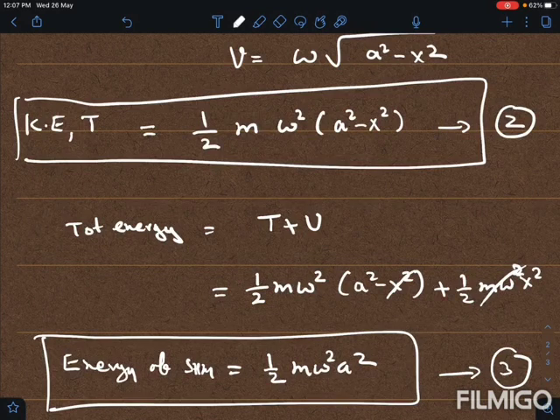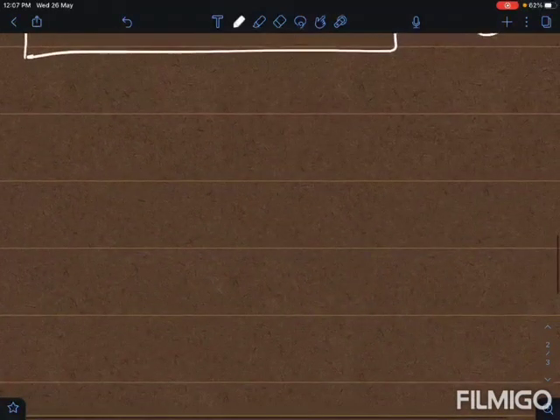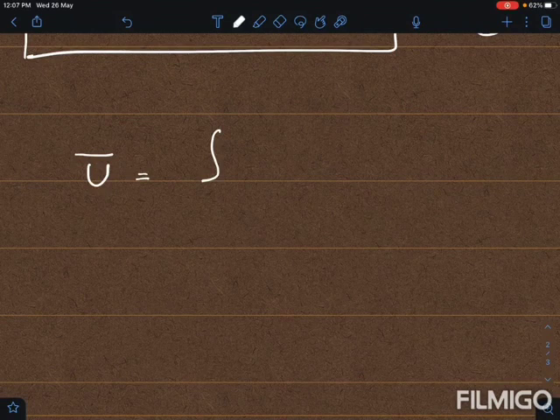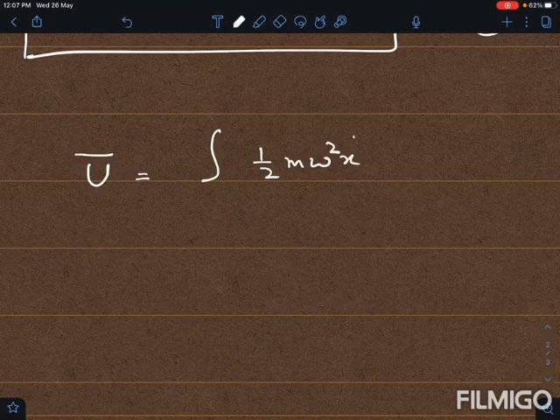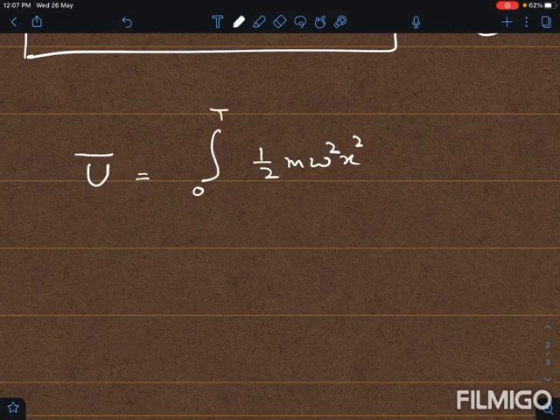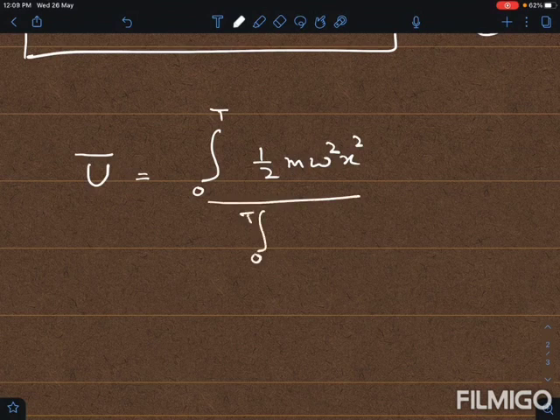Now we can calculate the average values of potential energy and kinetic energy also. So let's move on to that. The average of potential energy, you represent it by U bar. Potential energy is half m omega square x square. In order to get the average, you integrate over the whole time period, 0 to T, divided by integral 0 to T dt.